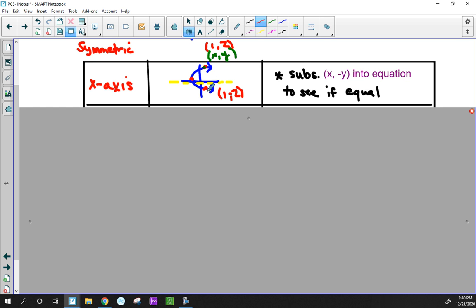When you can picture this scenario in your head, this will make more sense. So that's my suggestion. Every time they're asking you about x-axis line symmetry, picture one point going from the 1st quadrant to the 4th quadrant, and the only sign change that needs to happen is that the y value changes to a negative. So you're going to keep the x the same and substitute the opposite of the y value. We're going to substitute x in place of x and negative y in place of y into the equation to see if it's equal.